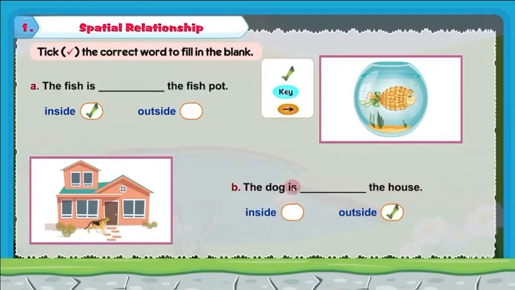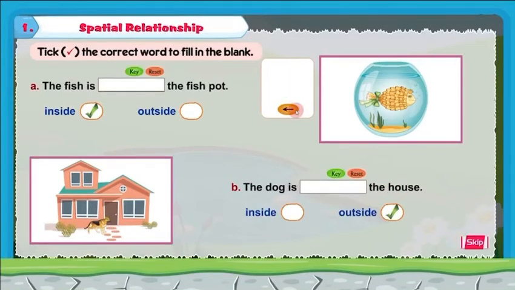The dog is outside the house. The fish is inside the fish pot. The dog is outside the house.